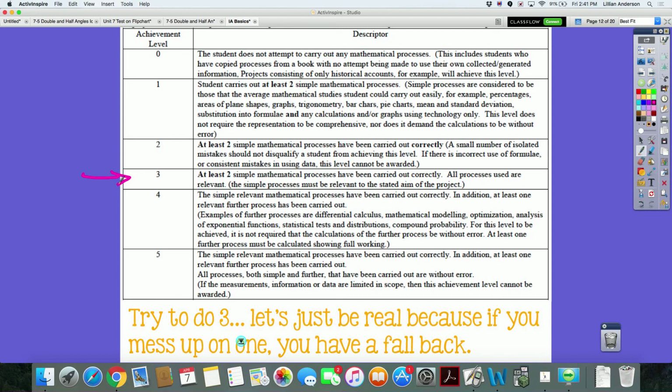And then you get the higher points when you apply the further processes. If you mess up, say you only do 2 simple and 1 further, and you mess up on one of your simple, but your further's right, then your further, unfortunately, is counted as a simple process. Okay? I said try to do 3. Let's just be real. Because if you mess up on 1, you have 1 to fall back on. Okay? So there you go.